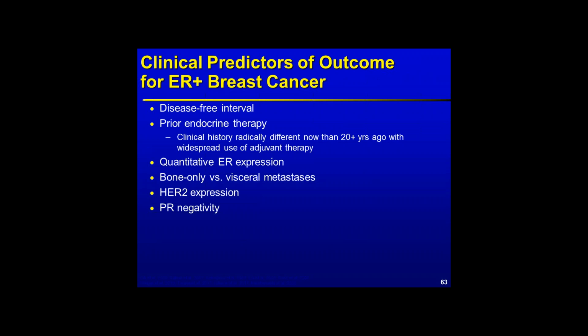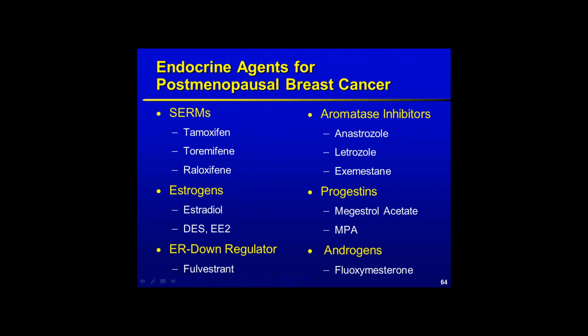Some of the predictors for outcome for ER-positive tumor are how long it's been since they had their first breast cancer. Longer is better. Whether they got a lot of prior endocrine therapy or not. How much ER positivity there is, more is better. Whether they have bone-only disease or visceral disease. Whether they're also HER2 positive as well as ER positive. And whether or not they're also PR positive compared to PR negative, which PR negativity is a negative factor.